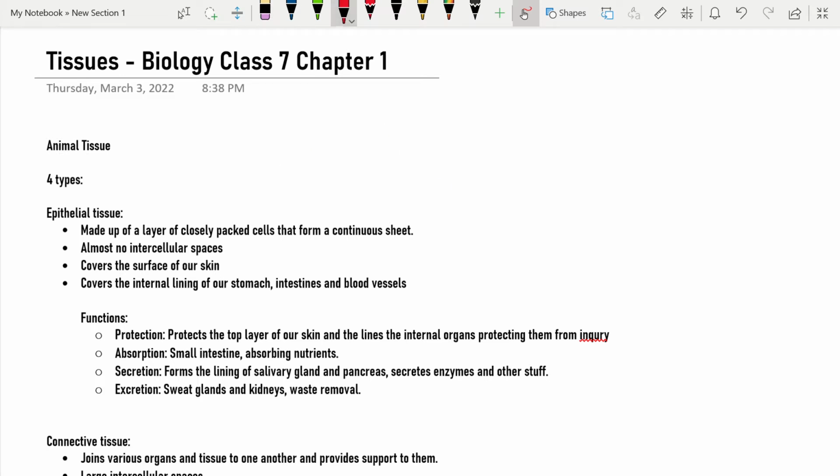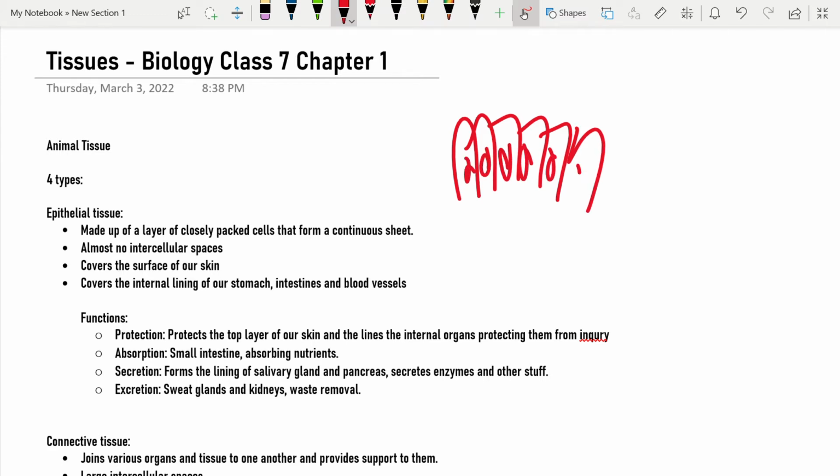Now the first type of animal tissue is epithelial tissue. They are made of a layer of closely packed cells that form a continuous sheet. Closely packed cells come out like this, and they all have a nucleus in the middle. So that's how they might look. Then they have almost no intercellular spaces, as you can see. They cover the surface of our skin and the internal lining of our stomach, intestines, and blood vessels.